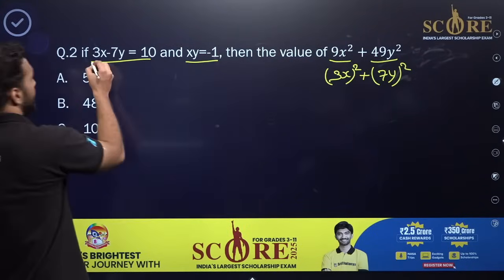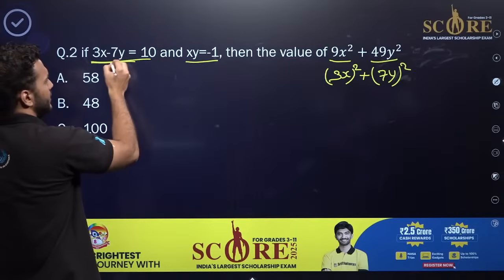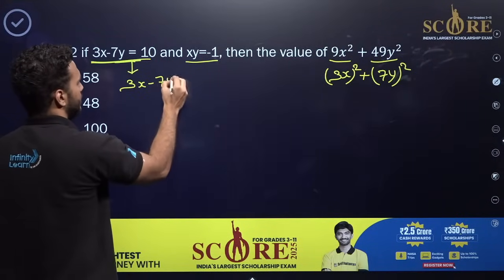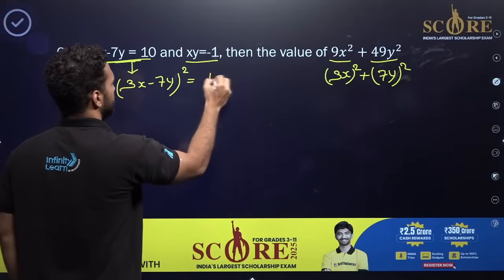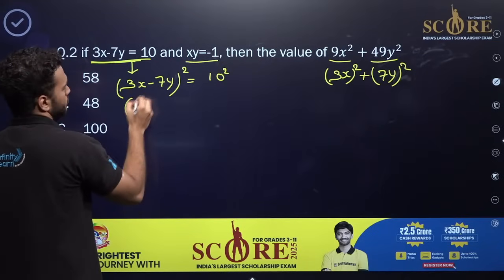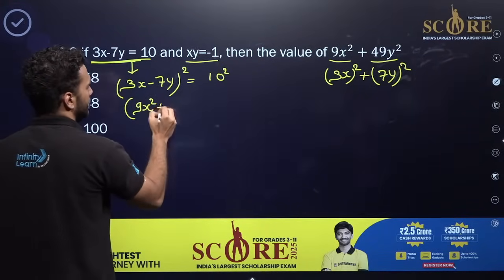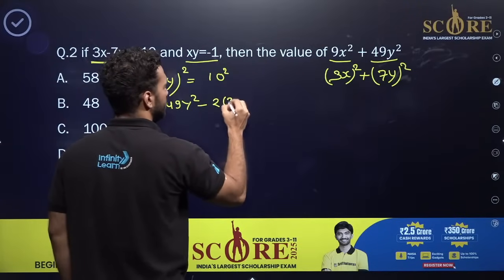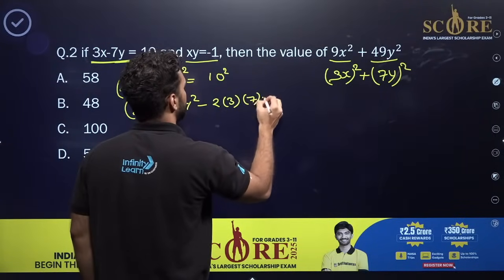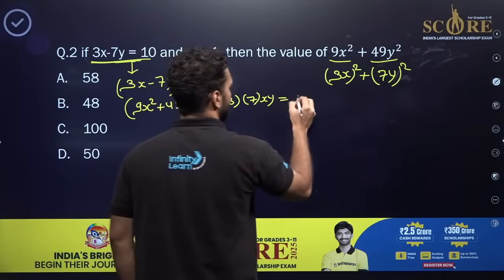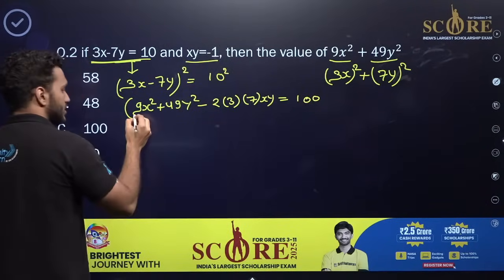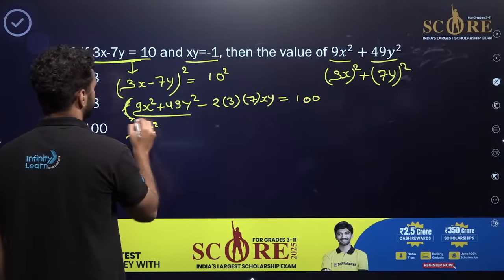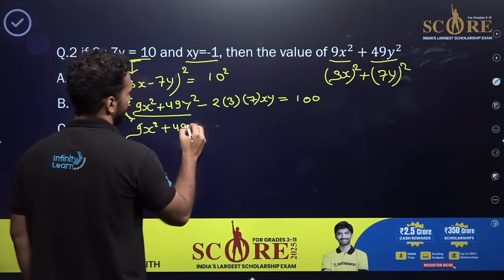Okay. So if I square both sides in this part, what will I get? 3x minus 7y whole square is equal to 10 square. What will I get? Sir, 9x square plus 49y square minus 2 into 3 into 7xy is equal to 100. Okay, this part we have to find out. Write it down as it is: 9x square plus 49y square.